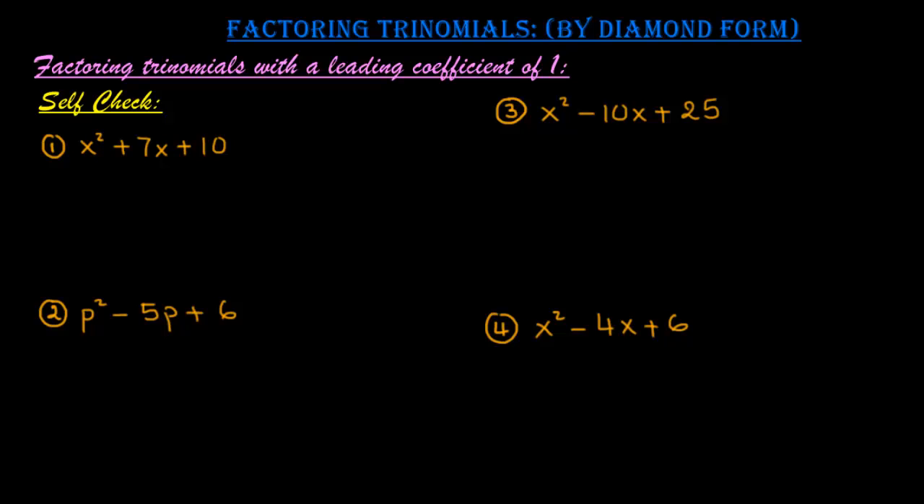Alright, I believe you have your answer already. Let's work together on this problem. So I'm going to factor x squared plus 7x plus 10. We're going to do the diamond form. So draw the X.